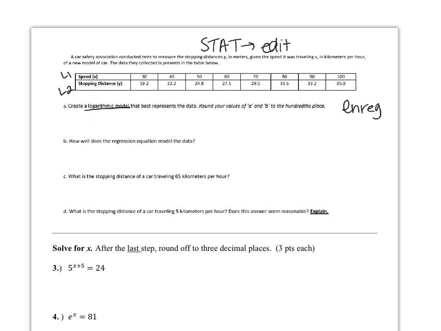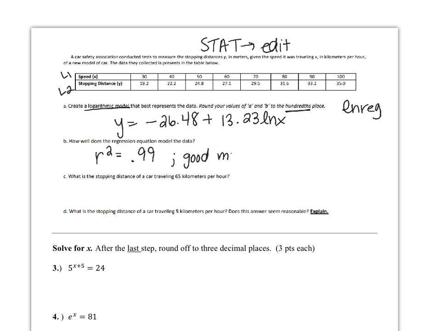Okay, then A and B to the nearest hundredths place. So we're going to go out 2 places. So our equation is y equals negative 26 to the hundredths would be 0.48 plus, that was our A. Our B is 13.23 times the natural log of x. That is our equation. How well does the regression model the data? We look at our r-squared value, which equals 0.99. That means it is a good model because it is close to 1. Right? 0.99 is very close to 1.